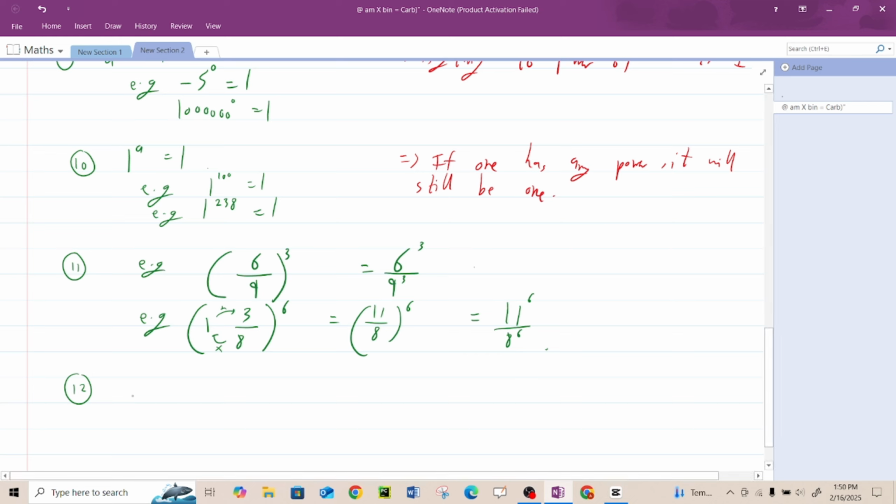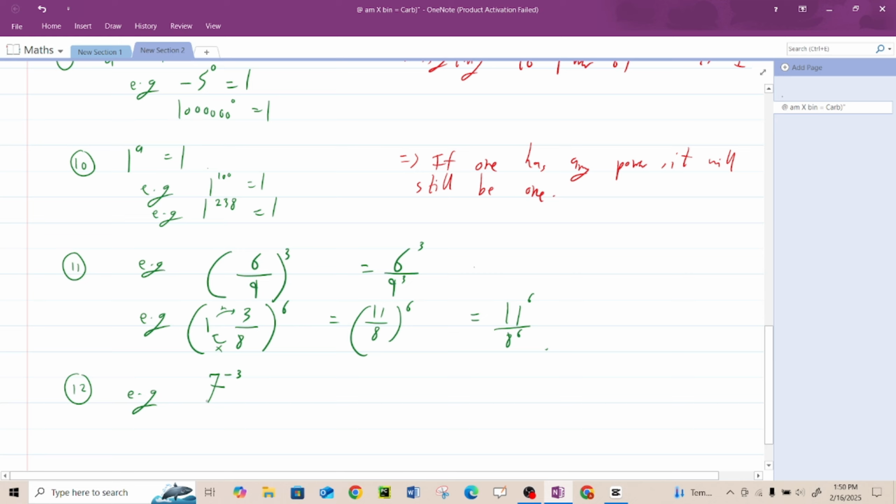Next is that if I have, and these are better to understand with examples. For example, if I have 7 power negative 3. Now I have a negative power. How do I make this negative power into a positive power? To make it, you have to know one thing, and I'm going to explain this again.